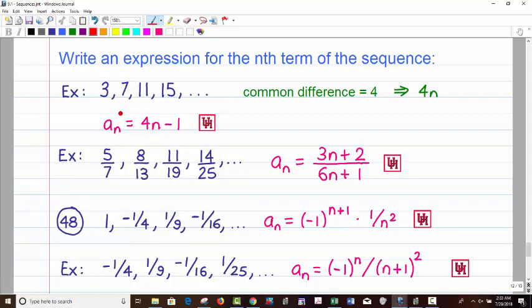What would I need to do to make it match my first term? Well, I would need to subtract 1 because I want it to be 3. And then that way when you put in 2, 4 times 2 minus 1 is 7. And there you go, 4n minus 1.